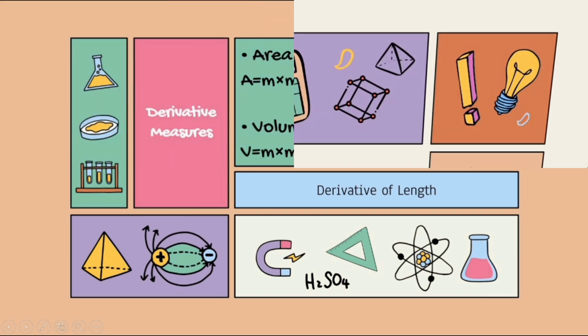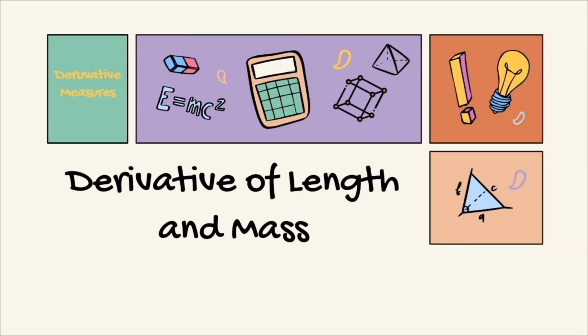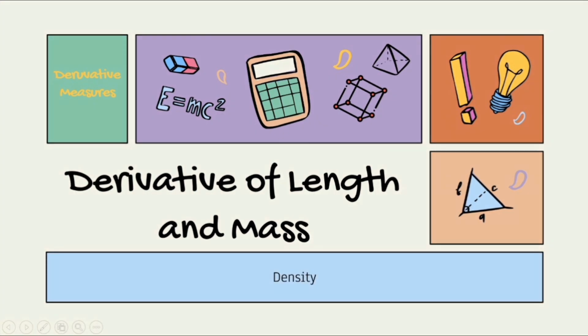Next, what if we want to derive from the length and mass quantities? Then the derived quantity that we get is density. If you remember, density is represented by the letter rho. Density is equal to mass divided by volume, so the unit of rho is the unit of mass, kilogram, over the unit of volume, cubic meters: kilograms per cubic meter, or kilogram meter to the power of minus 3.